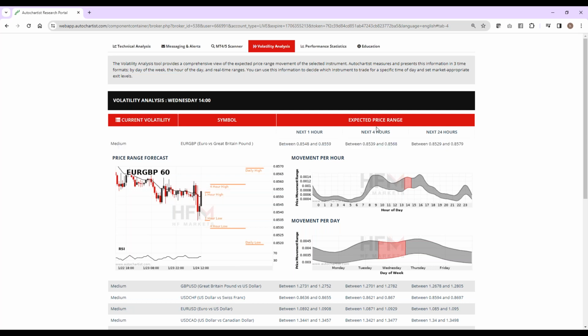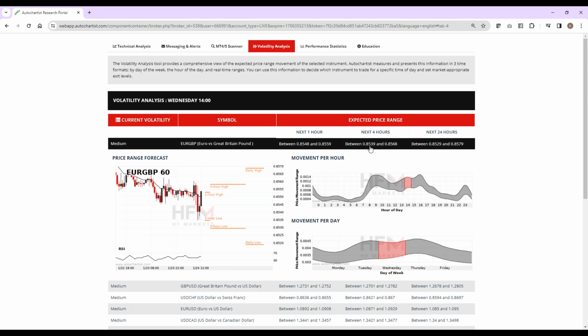You see, in the 4 hour chart, for the next 4 hours, it tends to move around 20 pips. So right now it is between 0.8539 up to 0.8568. So it gives us an interval, a price range, a price movement.